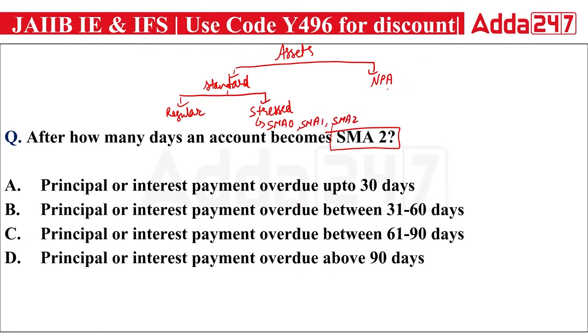NPA has three categories in it: first is substandard, second is doubtful, and the third is loss asset. So these are the total assets in the banking system. First is standard asset, second is non-performing asset. Standard asset is further divided into two categories, regular and stressed asset. Stressed asset means special mention account 0, 1, and 2.